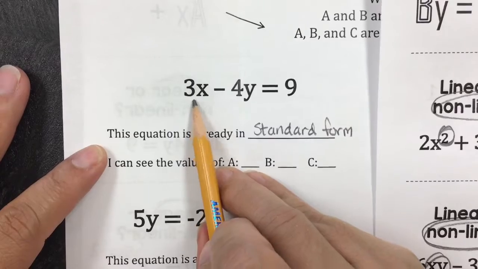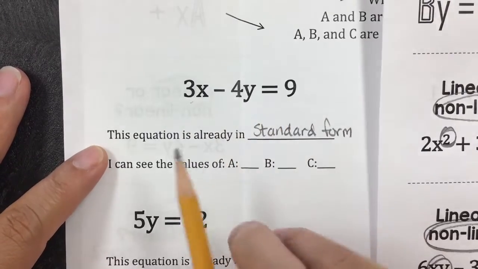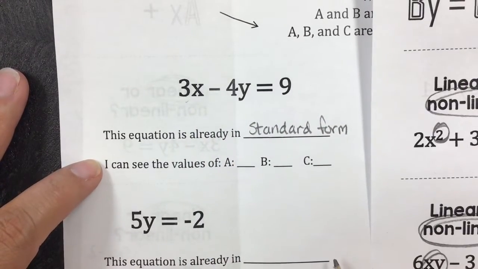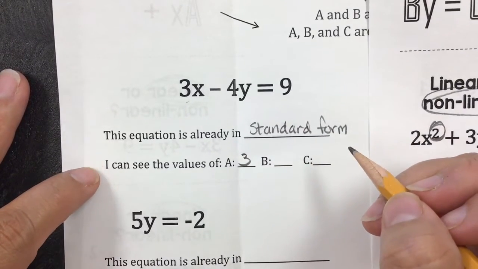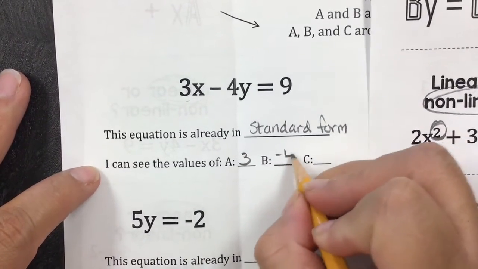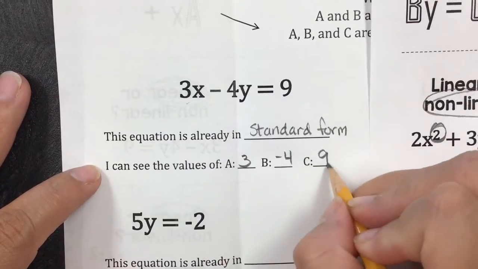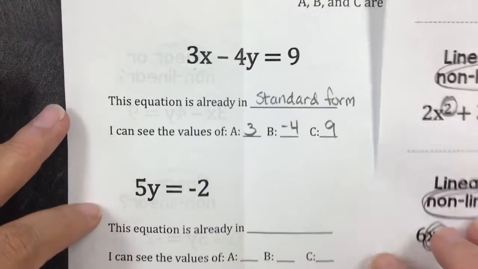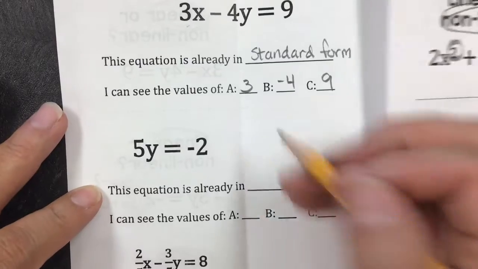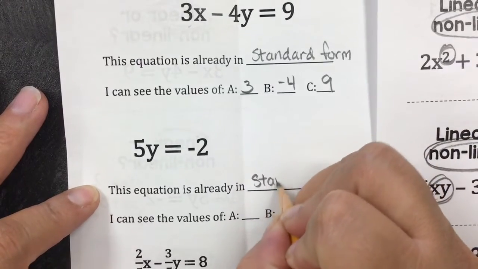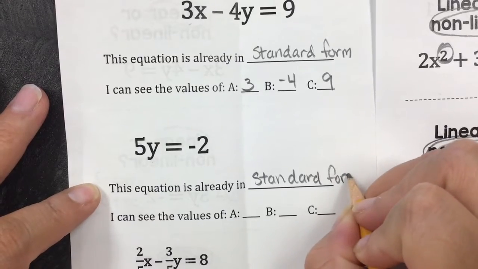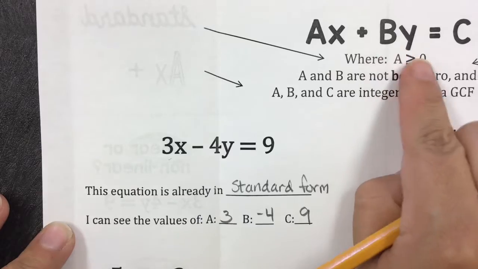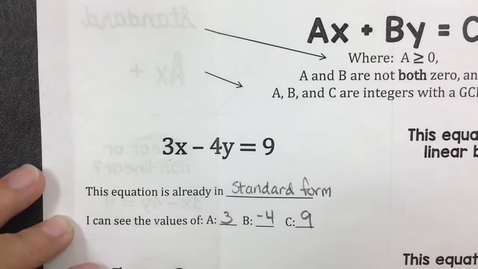Where you have the x and then the y is equal to a number c. I can see that the value of a is 3. The value of b is a negative 4. And c is a 9. This equation is already in standard form. That's what we call it when it has the ax plus by is equal to c.